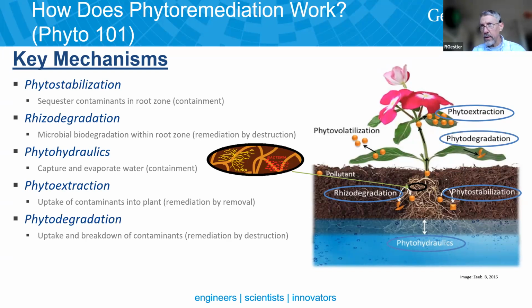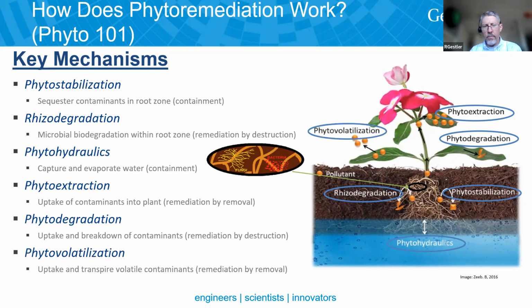Phytodegradation. This is especially true for things like petroleum hydrocarbons, some of the chlorinated solvents, where we get uptake of the pollutant and subsequently it's broken down within the plant tissues of the plant. Phytodegradation. And lastly, another important one, phytovolatilization.